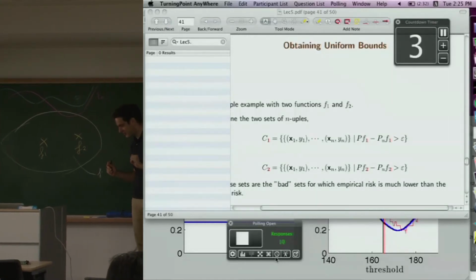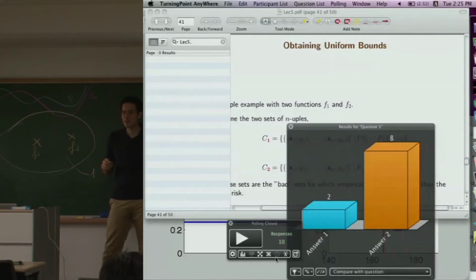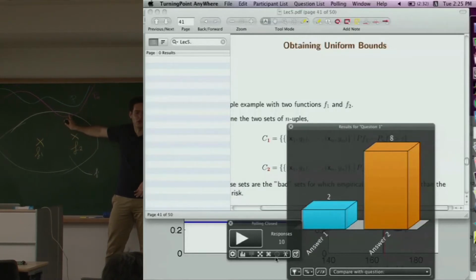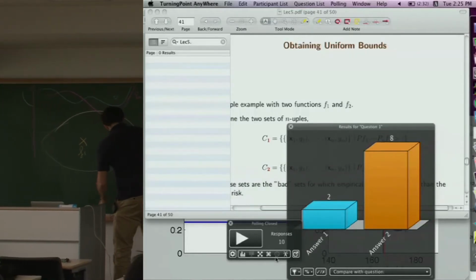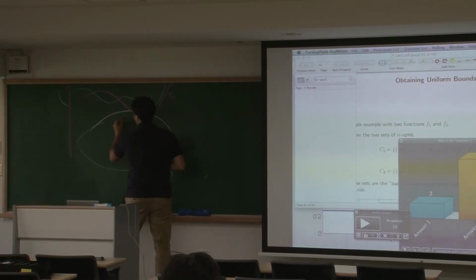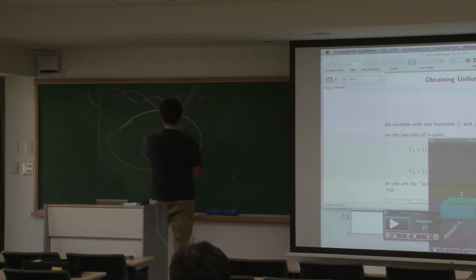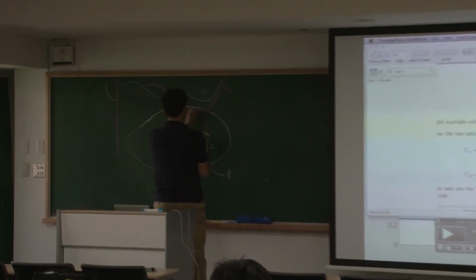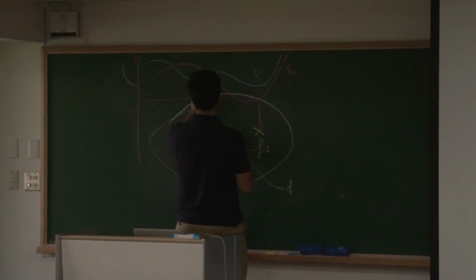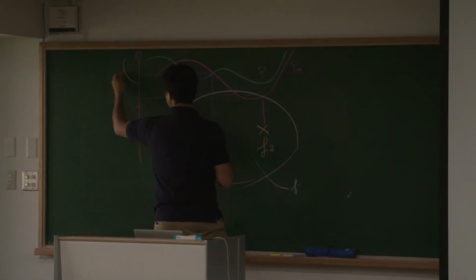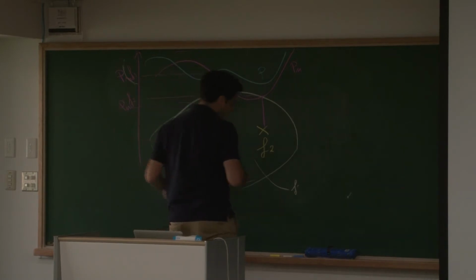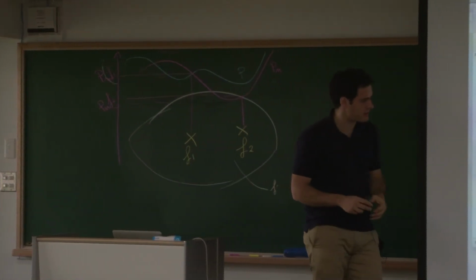Okay, 10 people could have done better, but at least 8 of you got it right. So of course it's f2, because the empirical loss here is lower. If you just compute it here, it's here. If you compute the empirical loss of this, it's here. So this is Pn f1, Pn f2. And of course we want a low empirical loss, so it's nice.